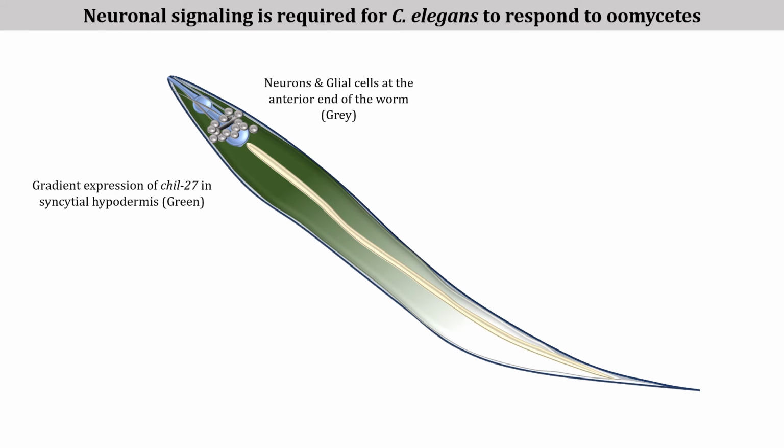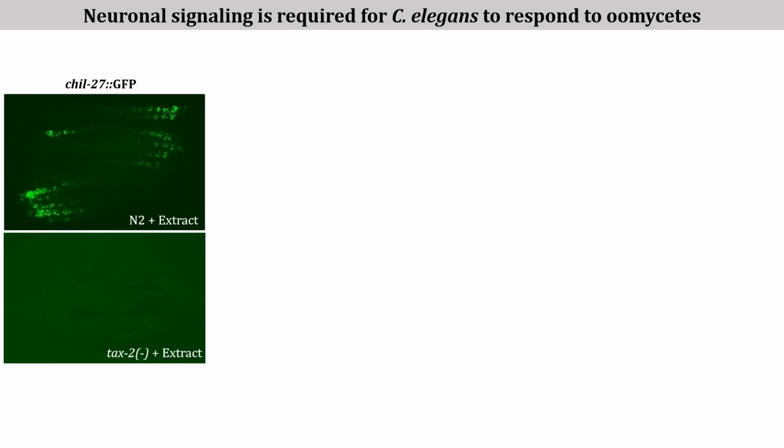We therefore decided to test the possibility that neuronal signaling may regulate detection of M. humicola by C. elegans. Towards this, we chose to use TAX2 mutants which exhibit compromised chemosensory function. We found that loss of function of TAX2 strongly reduced the induction of CHIL27 upon extract treatment, thereby highlighting a potential role for sensory neurons in mediating the response.